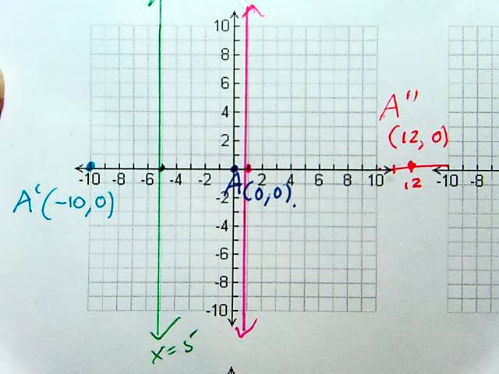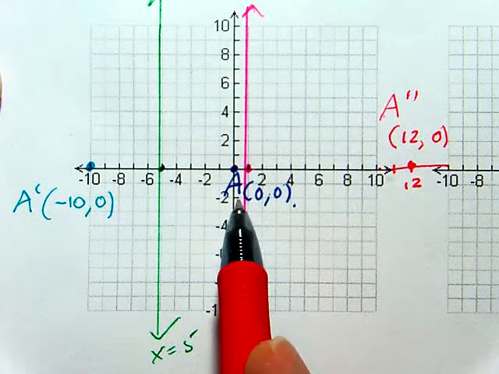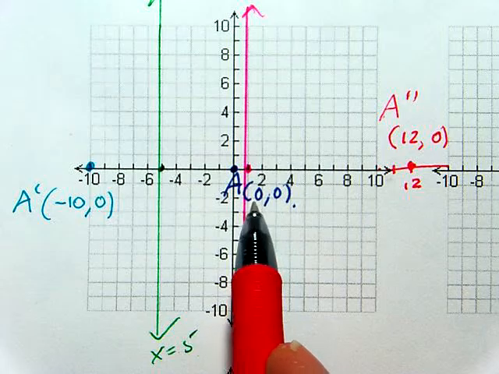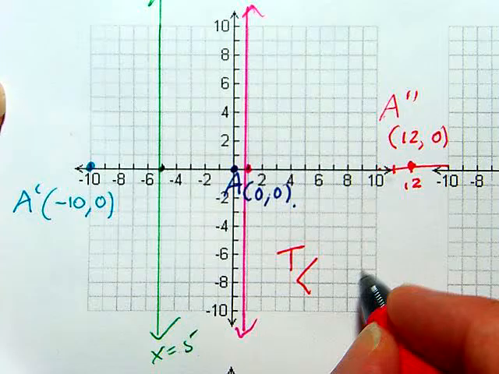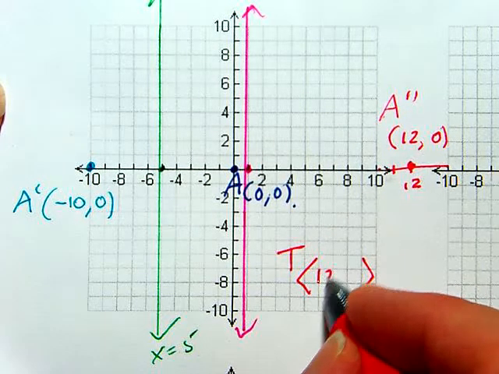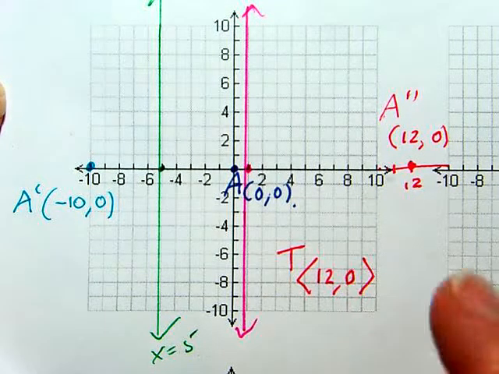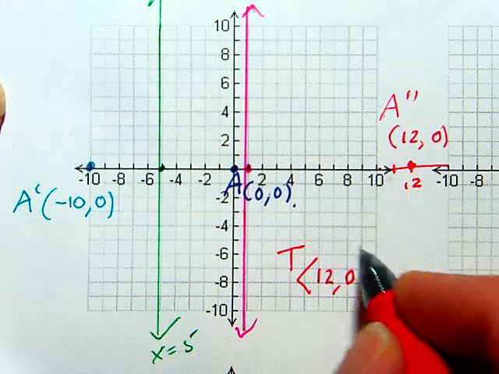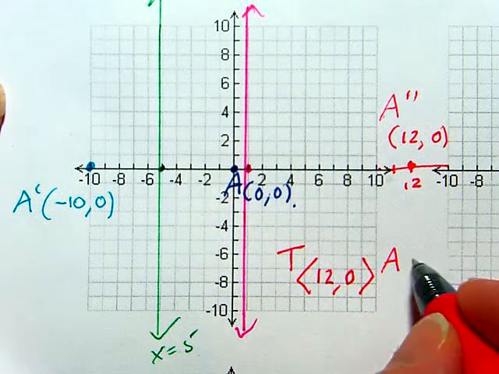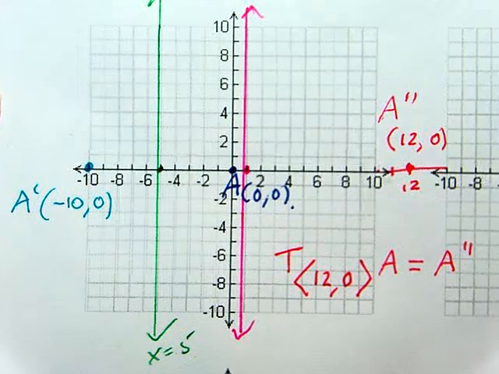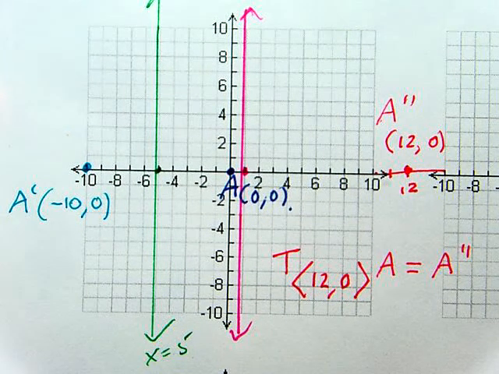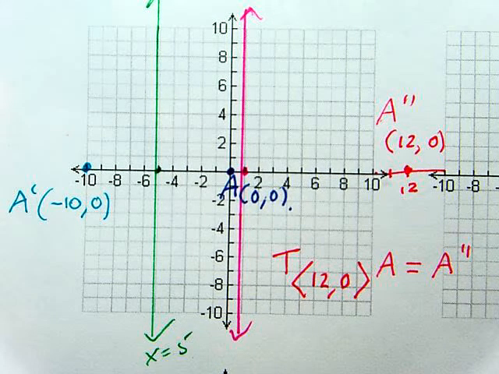So that would be A double prime, and to go from A to A double prime is the same thing as going from 0, 0 to 12, 0, and we can write that as a transformation. We're moving 12 units in the x direction and 0 units in the y direction. So the translation along this vector of point A would give us point A double prime. Would this work for another point? Yes, it will. The translation is going to be the same regardless of what point we pick.